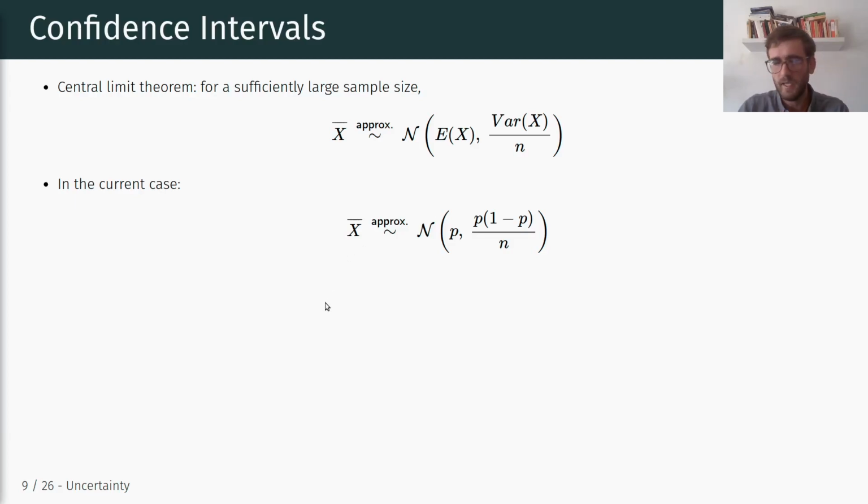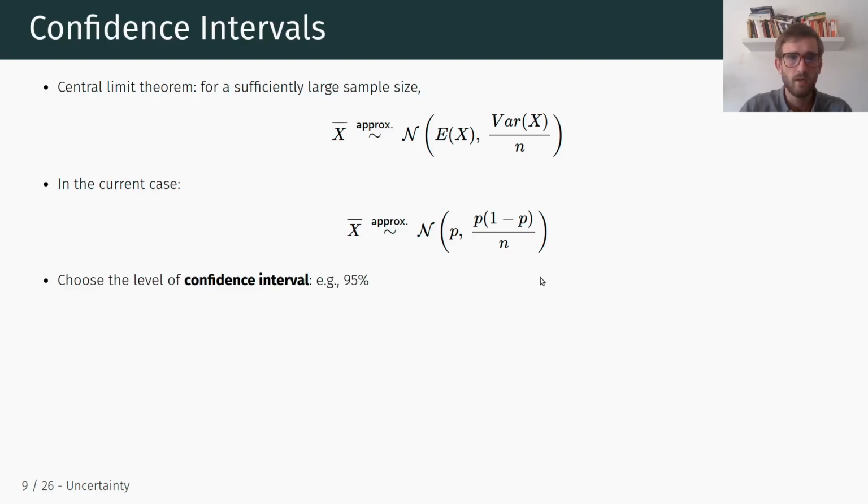So in our current case, we have x bar following a normal distribution where the expectation of x is equal to the true population proportion of Trump support, that's p, and the variance of x. X is, of course, a binomial random variable, and that's p times 1 minus p. That's the variance of our binomial random variable, or essentially the variance of one single Bernoulli trial, depending on how you think about it.